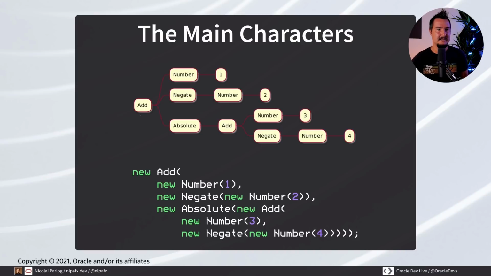But once again, you can see this correspondence here, right? So you have new Add, that's the add on the outside. Then you have new Absolute, which contains an Add node, and that adds the number 3 and the negation of the number 4. So there you go.